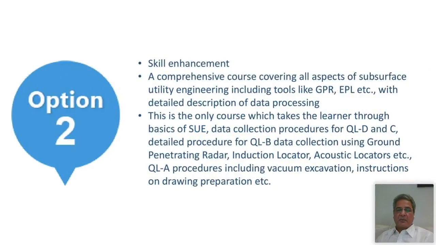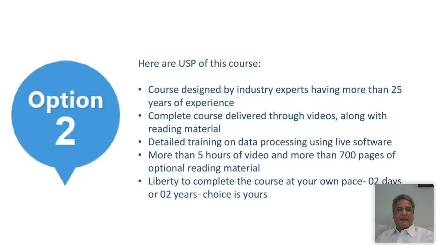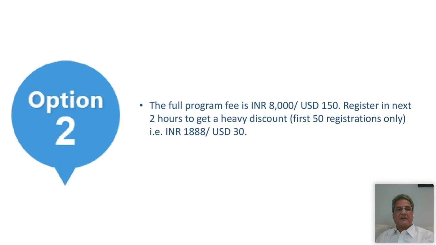Option 2 is for people who do not really want any certification. They just want to go through the same course for skill enhancement. So exactly the same course, the same videos, the same reading material can be given to you in option number 2. It is for skill enhancement, of course, and the same course, 5 hours of videos, 700 pages of optional reading material.